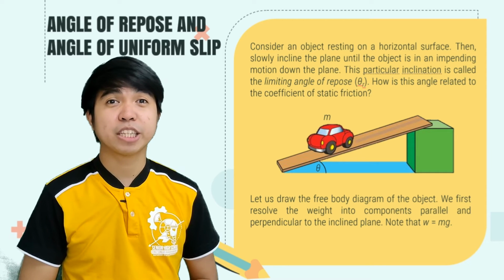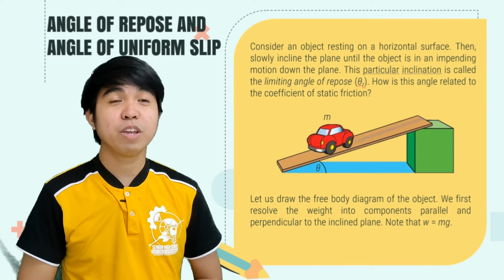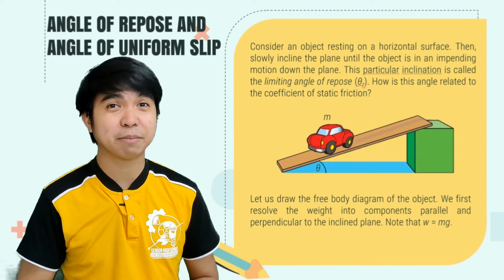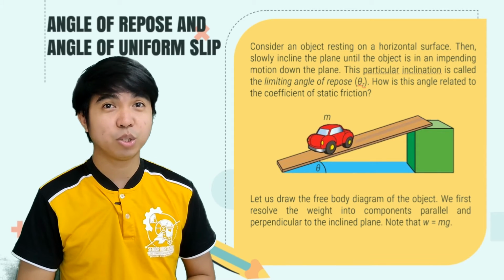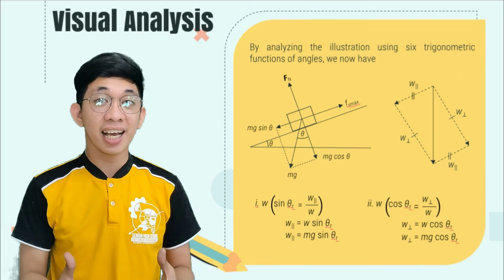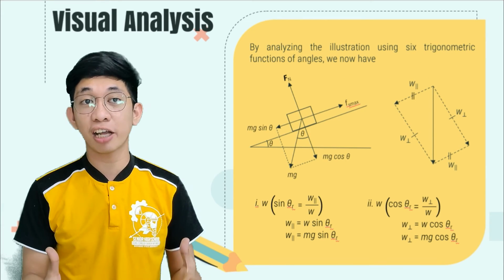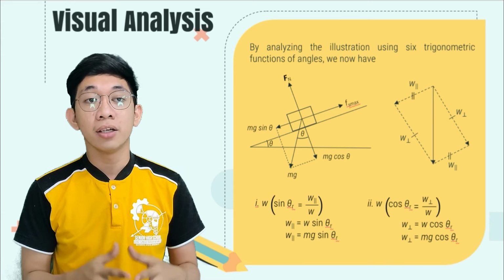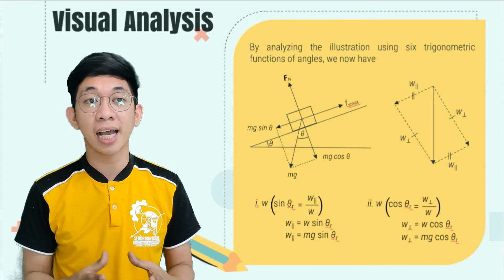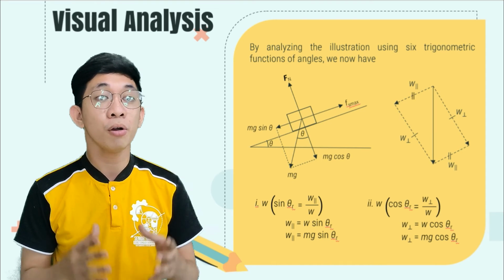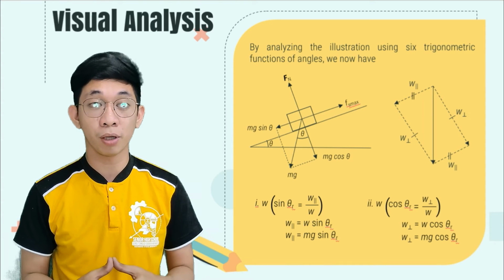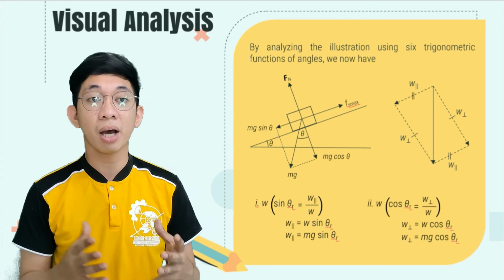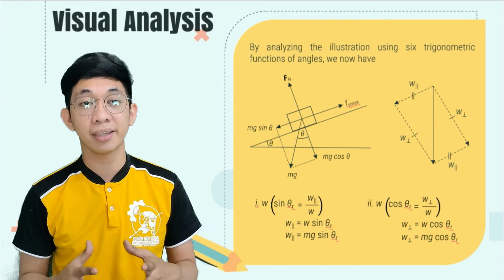Let us draw the free body diagram of the object. We first resolve the weight into components parallel and perpendicular to the inclined plane. Note that W is equal to mg. By analyzing the illustration using trigonometric functions of angles, we now have first W multiplied by sine theta r is equal to W parallel all over W. W parallel is equal to W sine theta r. W parallel is equal to mg sine theta r.